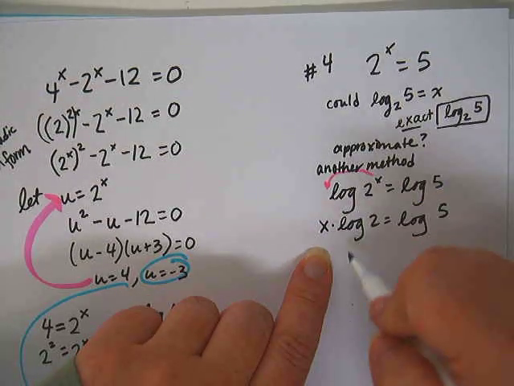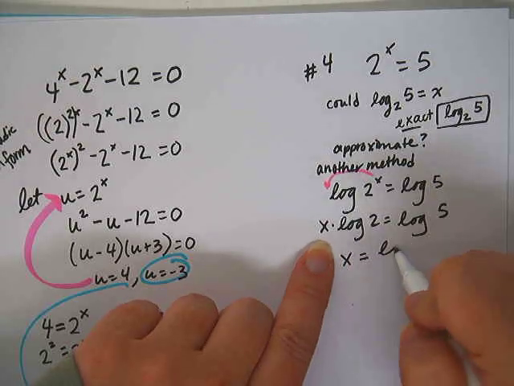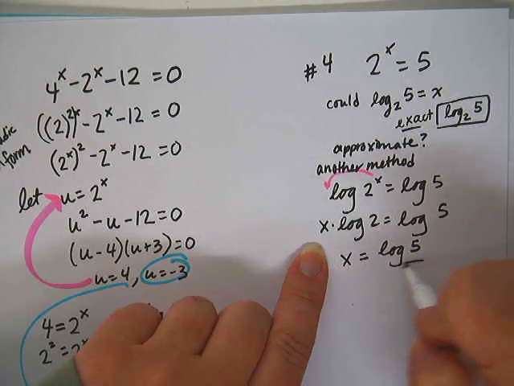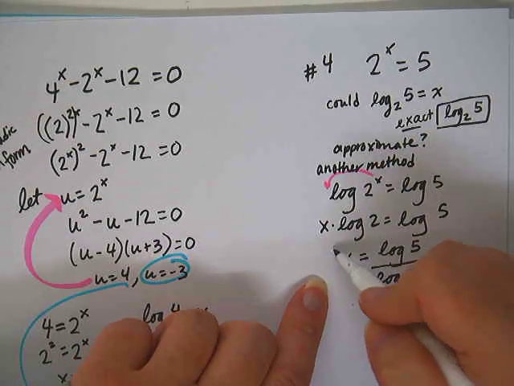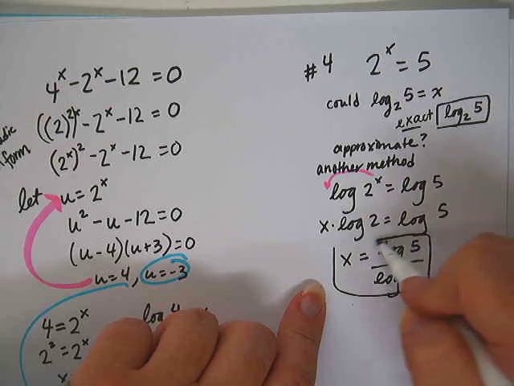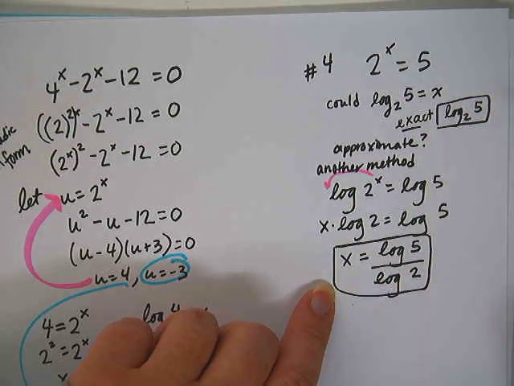Well, if you remember, I said we use opposite operations. So we have multiplication here. We want to get the x by itself. So to undo multiplication, we divide both sides. So we get x equals log base 10 of 5, divided by log base 10 of 2.